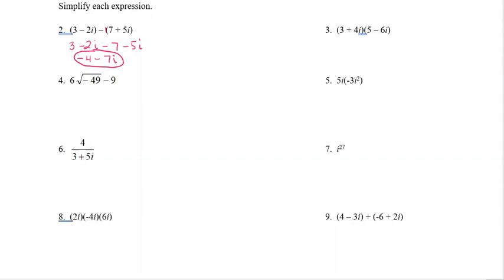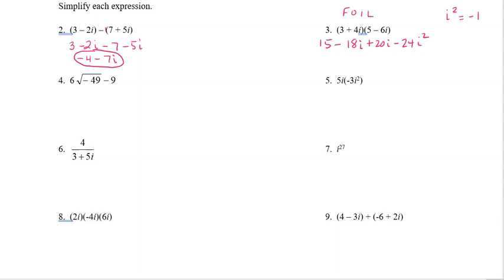Number 3 is multiplication. So for multiplication, I have to use the FOIL method. For the first terms, multiply together. 3 times 5 is 15. The outside terms multiplied together would be minus 18i. The inside terms multiplied together would be plus 20i. And then the last terms multiplied together would be -24. And i times i is i squared. But remember from our last test and other lessons, i squared is equal to -1.